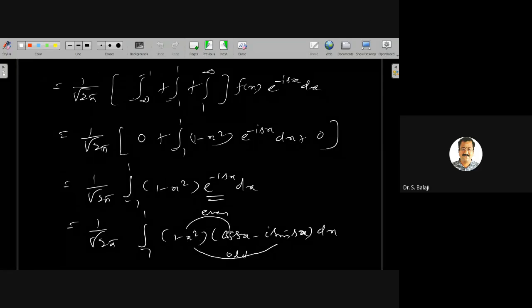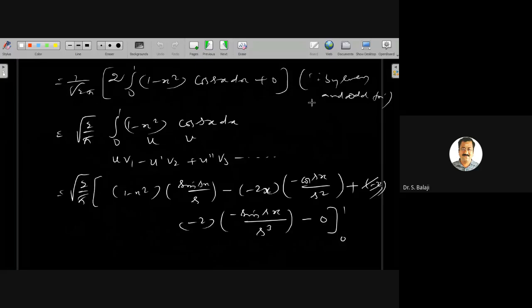This is an even function. Cos function is an even function. Therefore, even times even is even. This is even, this is odd. Therefore, totally it will be an odd function. If it is even, you can write 2 into 0 to 1, because minus 1 to 1 becomes 0 to 1. For the odd function, it will be 0. So 1 by root of 2 pi, 2 into integral 0 to 1, 1 minus x square cos sx dx plus 0.